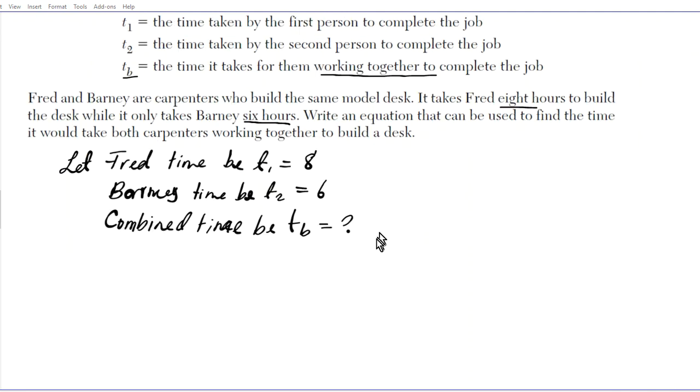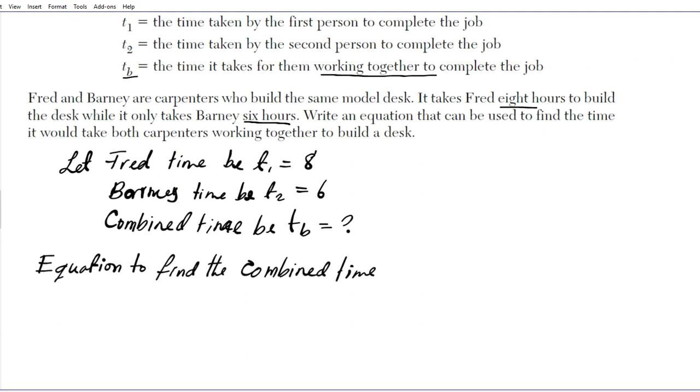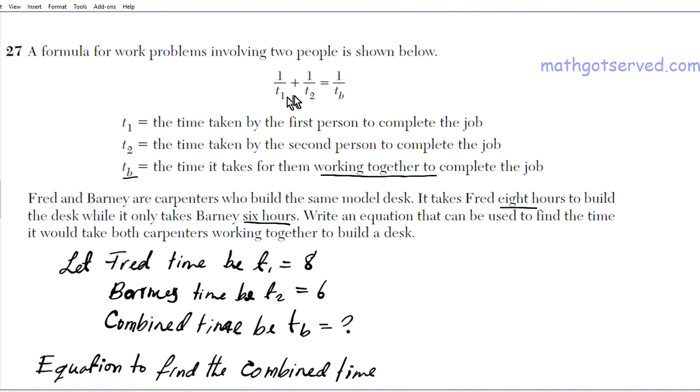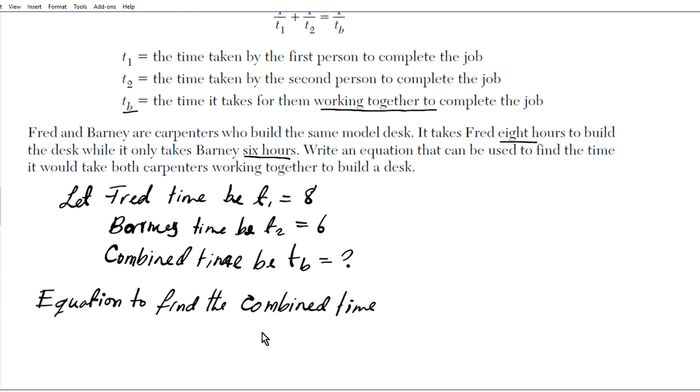Alright, let's go ahead and write down the equation that can be used to find the combined time. If we look at the formula, we have 1 over T1 plus 1 over T2 equals 1 over T combined. So 1 over T1 in this case is going to be 1 over 8, plus 1 over T2 will be 1 over 6, equals 1 over T sub B. So this is the equation that will help us to find the combined time T sub B.